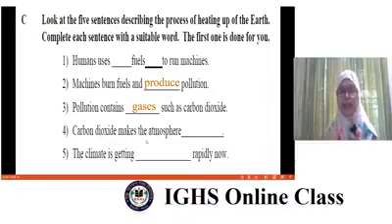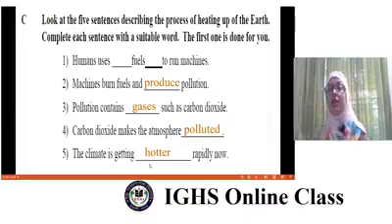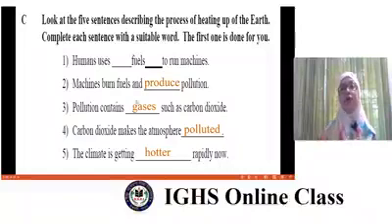Carbon dioxide makes the atmosphere polluted. কার্বন ডাইঅক্সাইড আমাদের বায়ুমণ্ডলকে কি করে? পলিউটেড করে, দূষিত করে। The climate is getting hotter rapidly now. আগে যেভাবে অবস্থা ছিল, এখন আরো বেশি উত্তপ্ত হচ্ছে। So we should use the comparative form, getting hotter rapidly, খুব দ্রুত হট হচ্ছে now, right? So you can also use hot here. The climate is getting hot rapidly now, but as it is a comparative picture, I believe hotter is the most appropriate one.